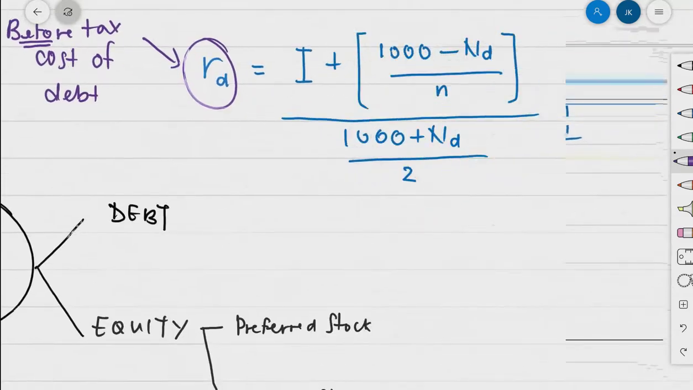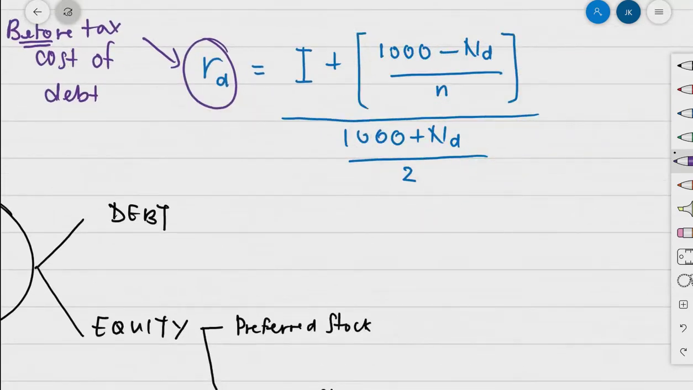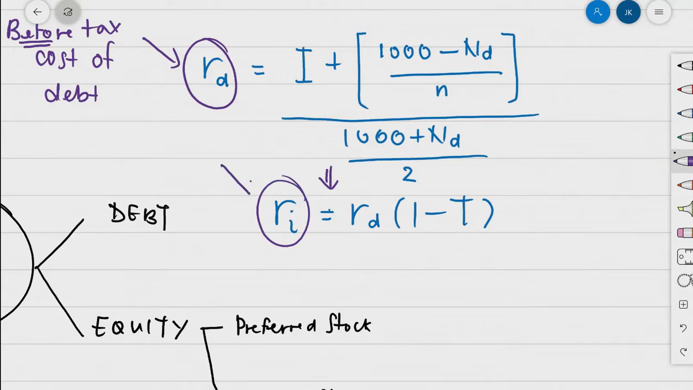But if you can recall, it's very important that we identify the after-tax cost of debt. We can use the symbol RI to represent it. To find it, you will have to get the before-tax cost, multiplied by 1 minus the company tax rate. This is what we call the after-tax cost of debt.